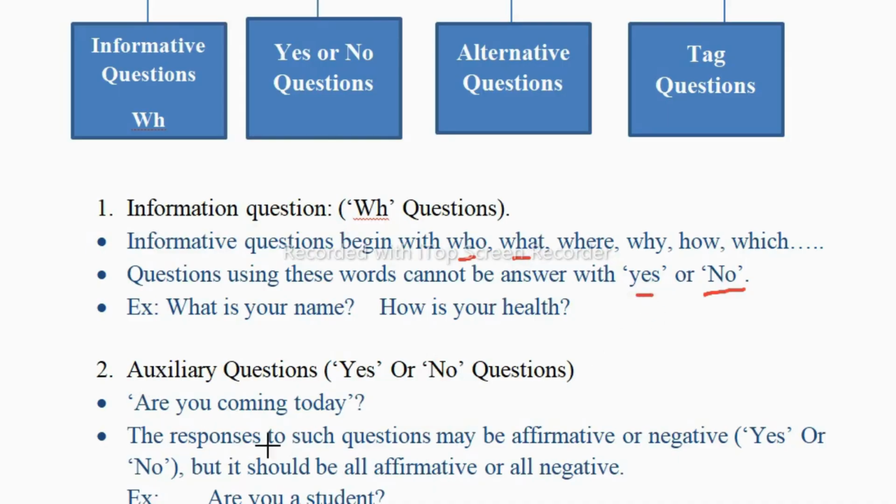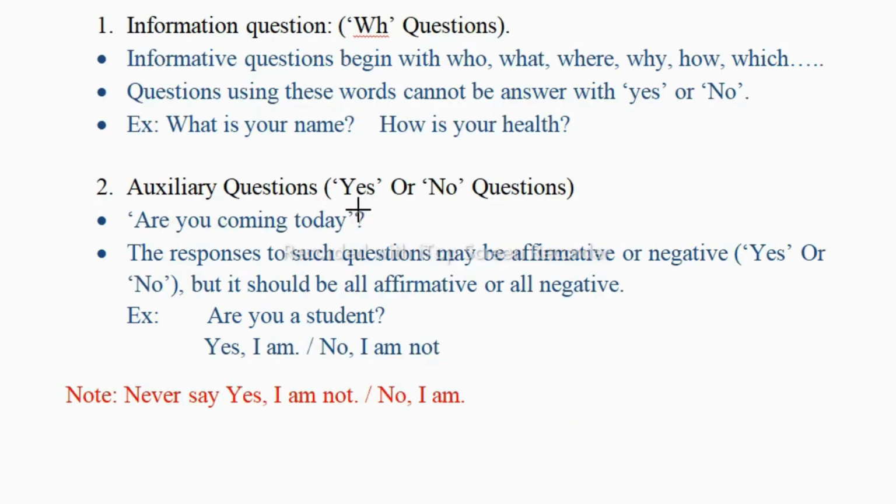Next one, auxiliary questions. For auxiliary questions, you have to answer either yes or no. Now what are auxiliary questions? Whenever you get a question with an auxiliary verb, you have to say either yes or no. For example, is, am, are, was, were, do, does, did, like that. I have written one example here. Are you coming today? The responses to such a question may be positive or negative. If you are coming today, you have to say yes. And if you are not coming today, you have to say no.